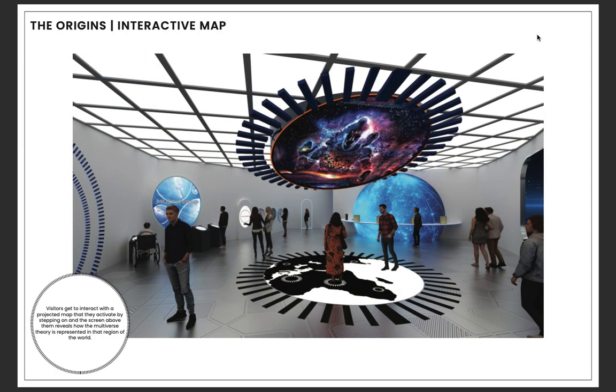The interactive Origins map is a projected map on the floor in which visitors get to work together and stand on top of the time mark symbols on the map, and then the screen above showcases what the Multiverse theory in that region of the world looks like or what connotations it has. Right now, one of the avatars is standing on India and it's showcasing what the Multiverse theory means in ancient Indian Sanskrit. Once visitors go through all the experiences in the Origins, they get to go to these RFID stations located in both corners and start answering questions through their personalized avatar.